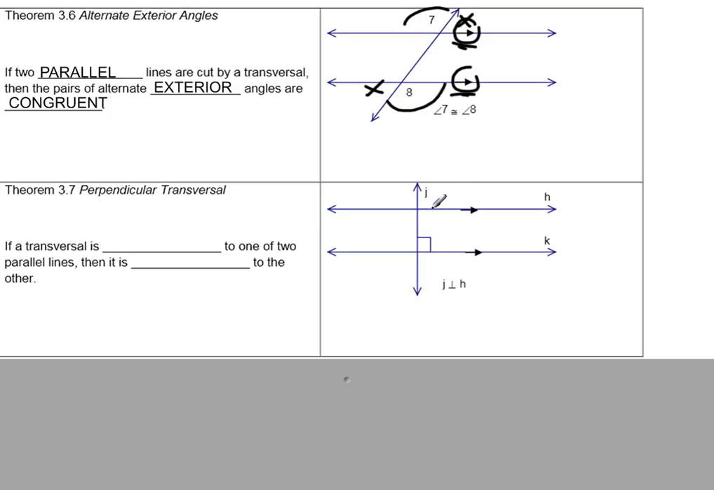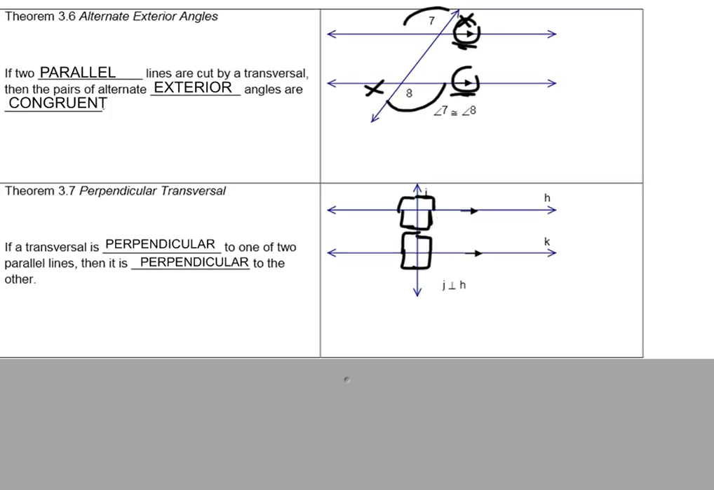And then the last one: if you have a transversal that's perpendicular to one of a set of parallel lines, then the really nice part is it's also perpendicular to the other, K. So if this J, this transversal, is perpendicular to H, and these two lines are parallel, then J is also perpendicular to line K. And then, of course, all of your relationships are going to be true, so all of these angles centered around the two lines are going to be right angles.